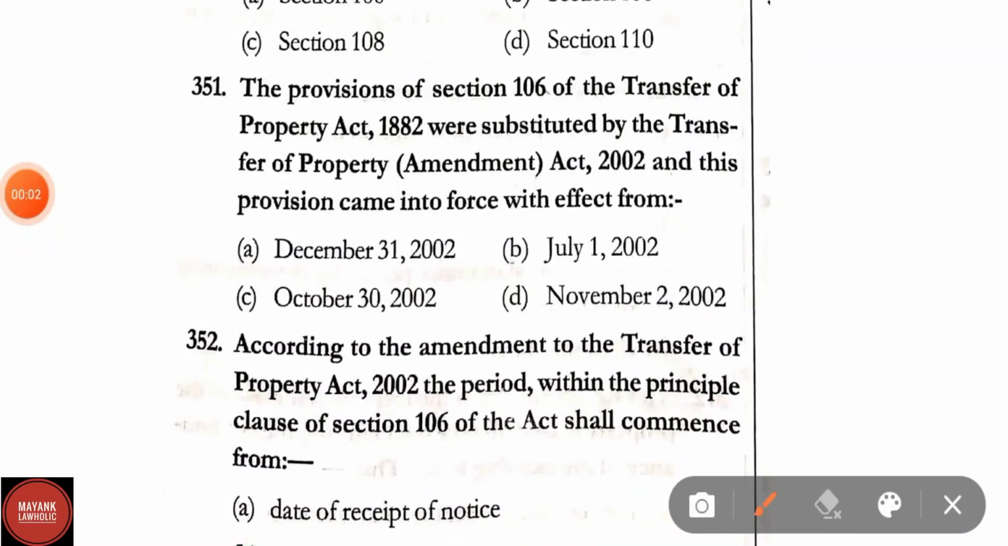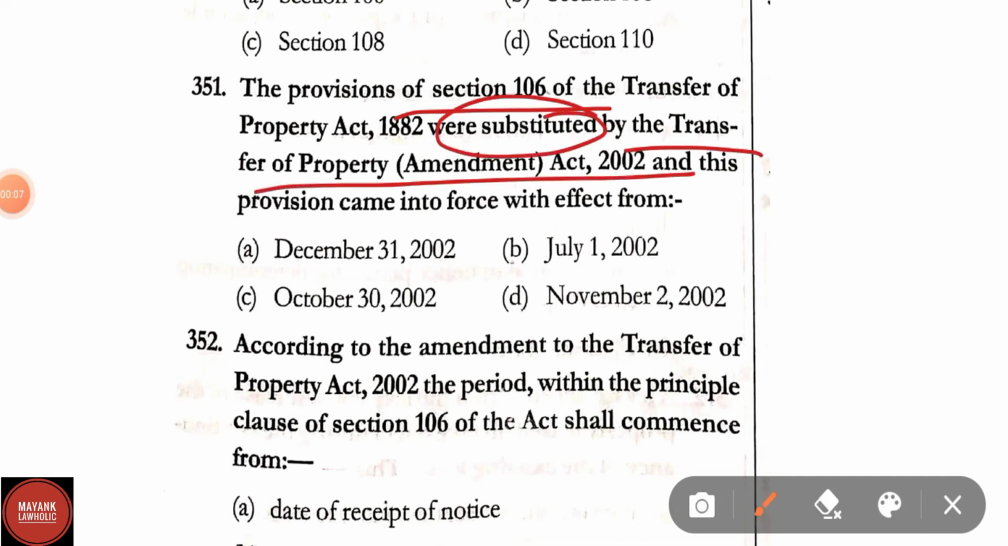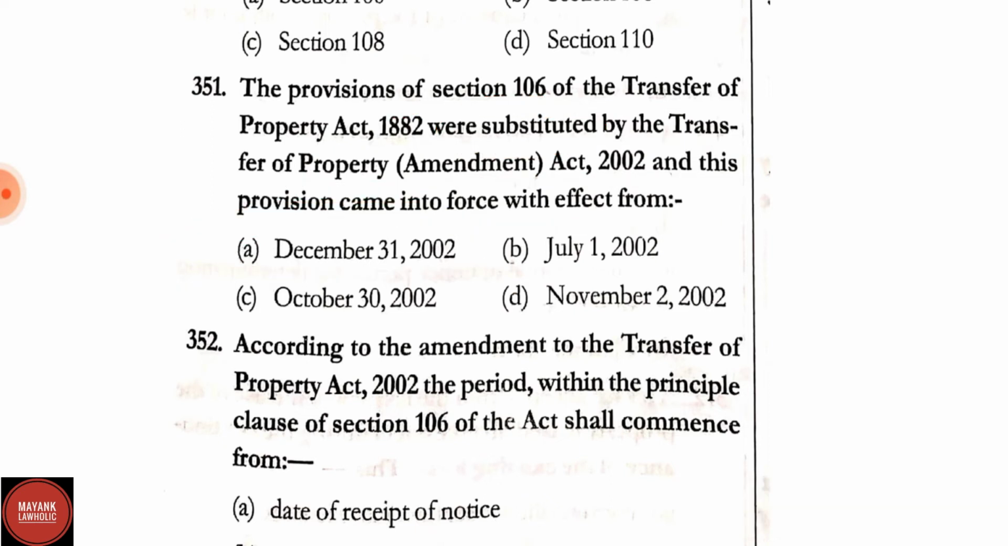Question number 351. The provisions of section 106 of the Transfer of Property Act were substituted by the Transfer of Property Amendment Act 2002, and this provision came into force with the effect from. The correct answer is December 31, 2002. Option A is the right answer.